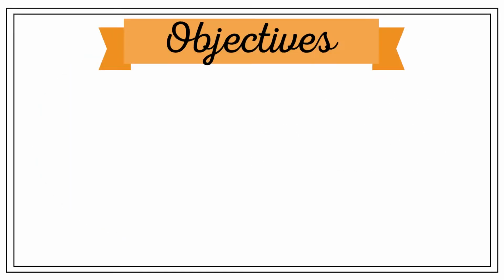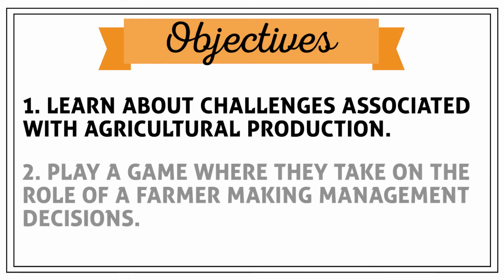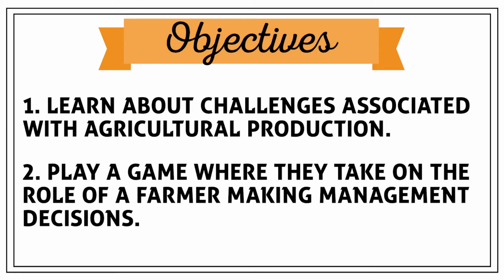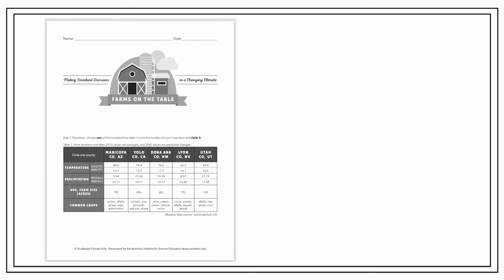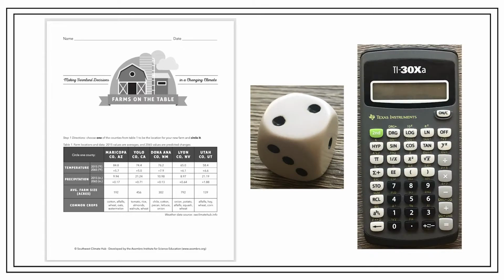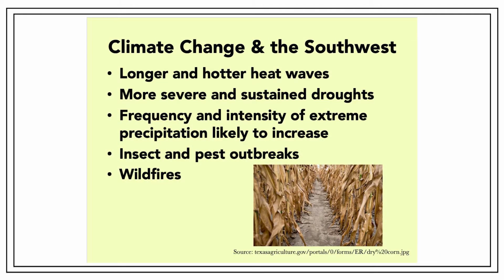In Farms on the Table, students will learn about challenges associated with agricultural production by playing a game where they take on the role of a farmer making management decisions. You'll need copies of the handout, dice, and calculators for each group. More heat waves, longer and more severe droughts, more extreme precipitation, insect outbreaks, and wildfires are some of the effects of climate change in the Southwest.